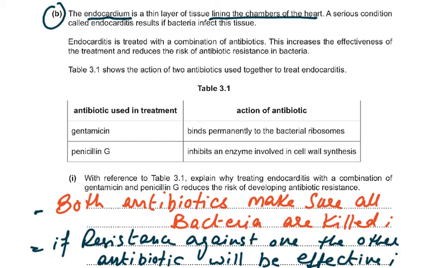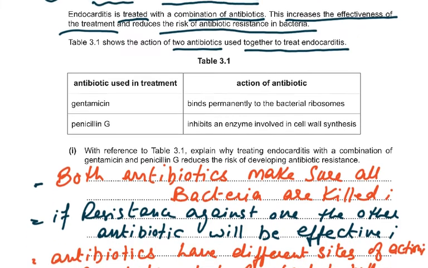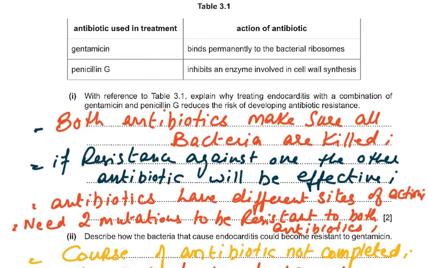A serious condition called endocarditis results if bacteria infect this tissue. Endocarditis is treated with a combination of antibiotics. This increases the effectiveness of the treatment and reduces the risk of antibiotic resistance in bacteria. Table 3.1 shows the action of two antibiotics used together to treat endocarditis. Table 3.1, antibiotics used in the treatment, number 1 is gentamicin and number 2 is penicillin G.